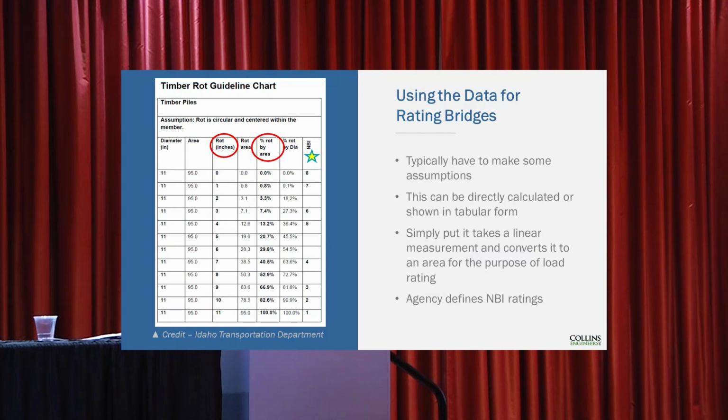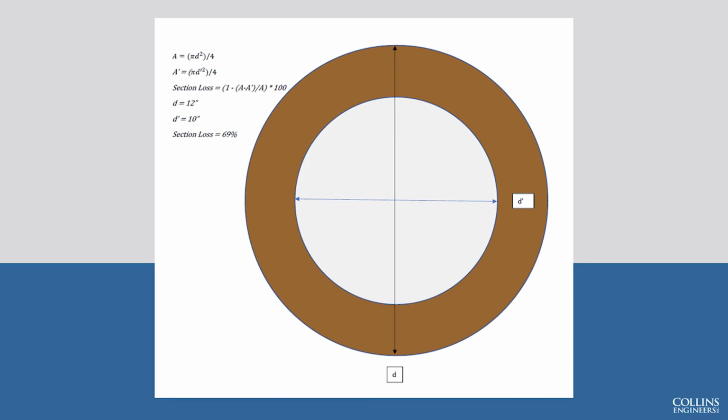So it takes your linear measurement and converts it to an area, basically for the purpose of rating it or load rating it. The agency defines the NBI ratings in this case. So you have your rot in inches and your rot by area gives you your NBI rating. This is just a graphical example of the representation, the assumptions that you make, basically calculating your area of decay, the most important thing if you're doing any load rating.